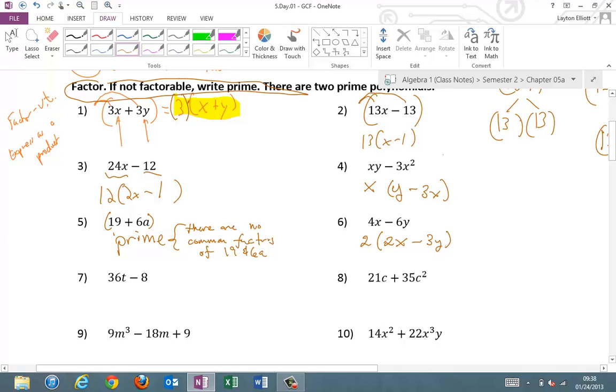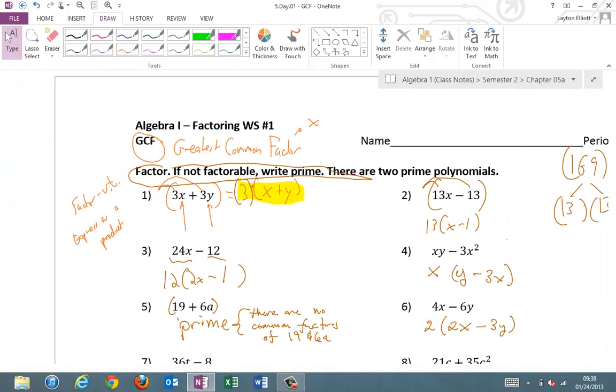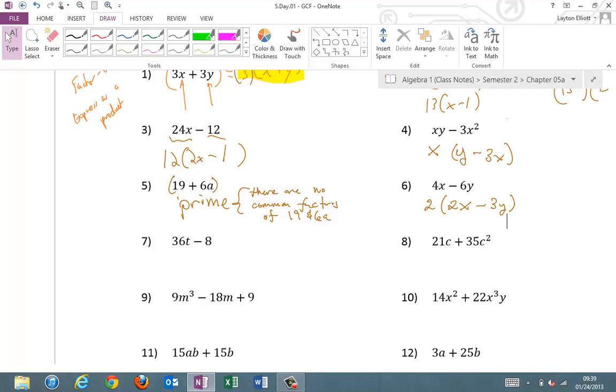Yeah. Sometimes you can do, like in number 7, a little bit of trial and error. This one's a little bit more simple. But if we look at number 7, we have 36 and 8. And just think, if I took out a 2, would that be big enough? Well, that's a good question. When we're left with that, what would we have on the inside? We would have 18t minus 4.